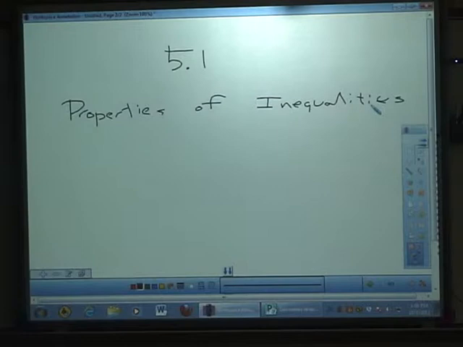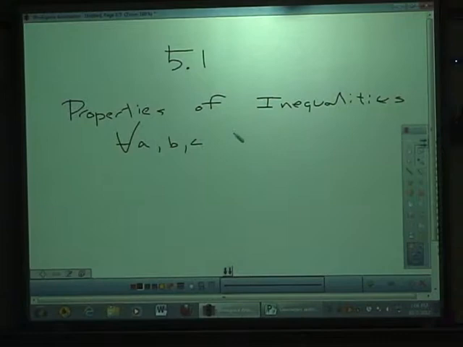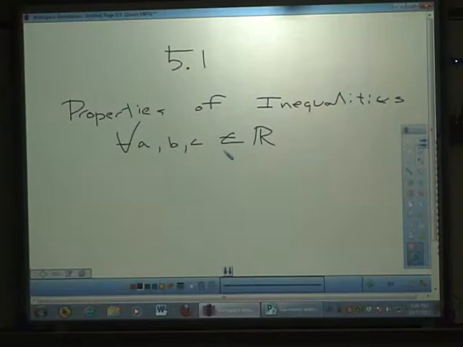So we're going to start with, for all numbers A, B, and C that belong to the real numbers. Again, don't forget, this symbol over here means for all letters A, B, and C, which represent values that belong to the real numbers. We have several different properties when it comes to inequalities.